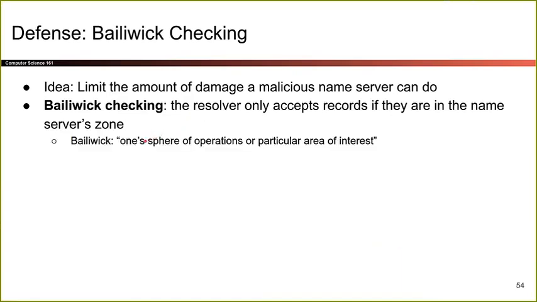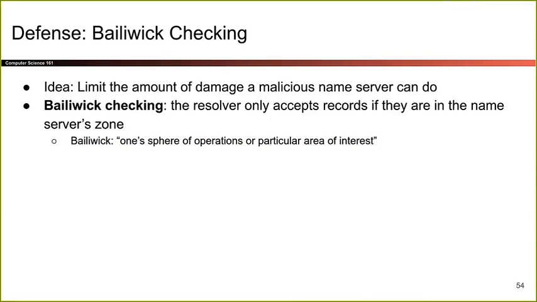Here's the definition for bailiwick, because I didn't know what it meant. It means one sphere of operations or a particular area of interest. So I guess it kind of means like where you're responsible for operating. So like, I don't know if this is a correct use of the word, but like my bailiwick is CS161. My bailiwick is not CS61A. I can't just go and change things at CS61A because that's not in my sphere of operations or my bailiwick.